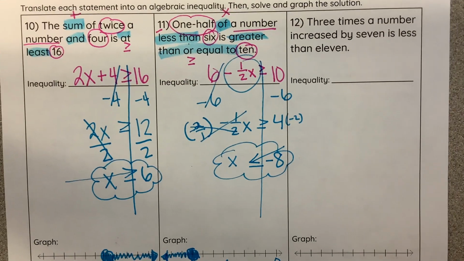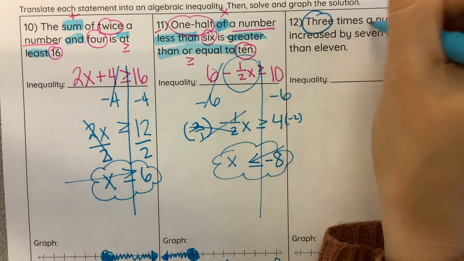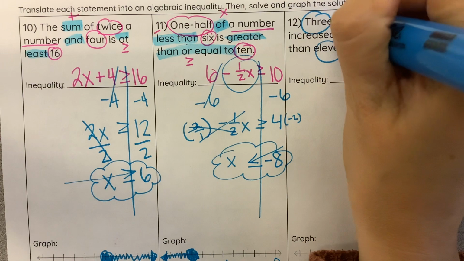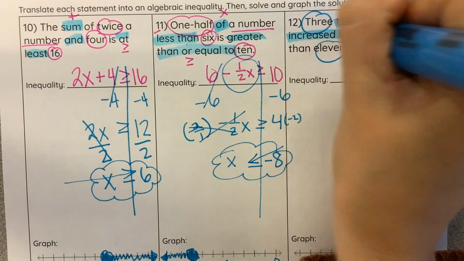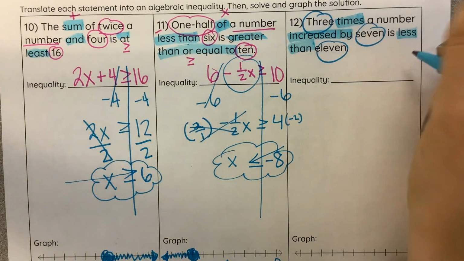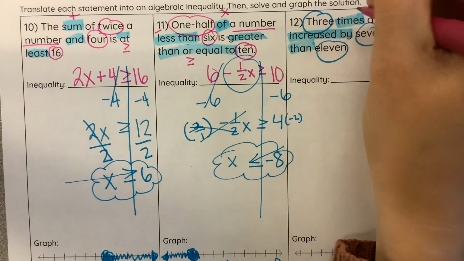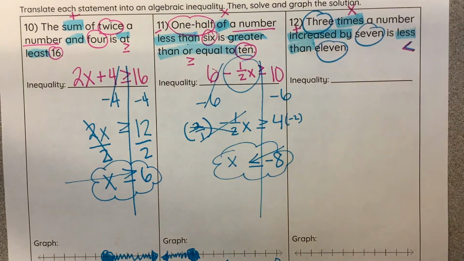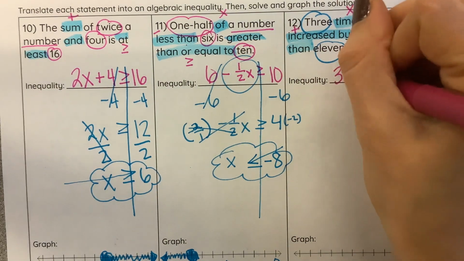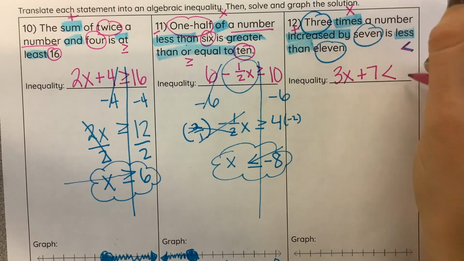Number 12. 3 times a number increased by 7 is less than 11. So times tells us multiplication, increased by tells us addition, is less than tells us our inequality sign is less than. So 3 times a number increased by 7. So 3 times our unknown number, x plus 7 is less than 11.